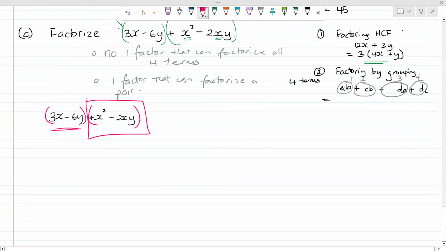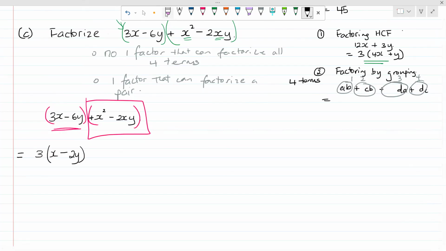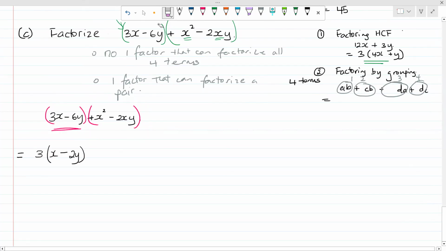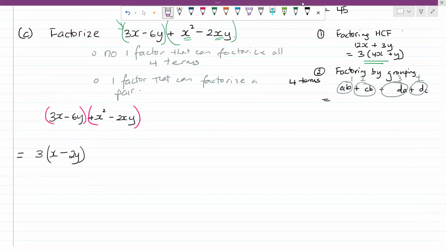Could we factorize this? That's a simple enough factorization. If I pull out a 3 from here, I'll remain with the x. And 3 into 6 will give me 2y. Everybody see now? Once you can do that first, all your headache is done. I'll tell you why. I'll show you a little cheat code here.